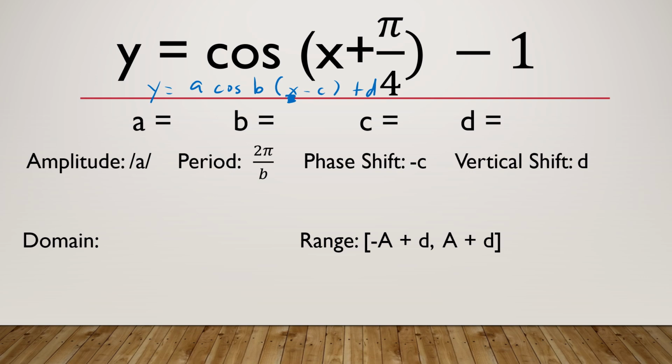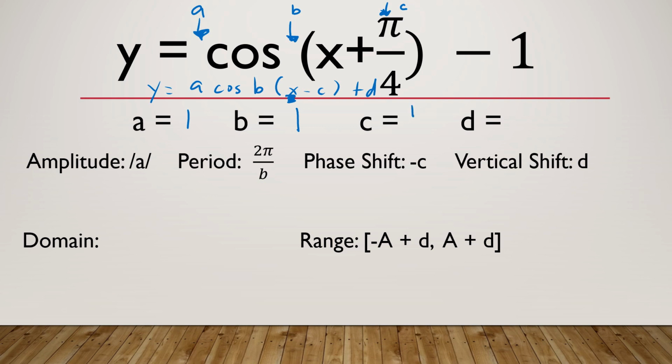So let's now identify the values of A, B, C, and D. For A, this is the value of A. As you can see, there is an invisible 1, therefore A is equal to 1. And this is for the value of B. As you can see, there is also an invisible 1 here. So therefore, your B is equal to 1. For C, this is your C.